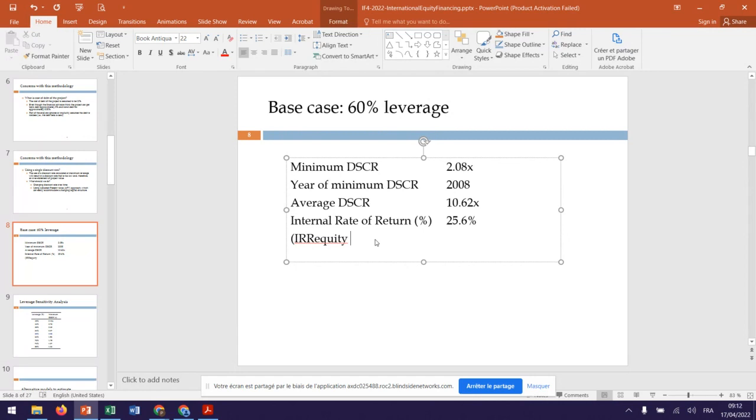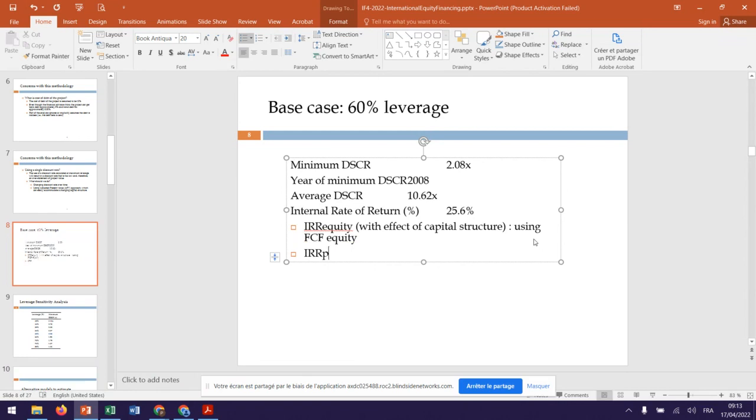The IRR of a project should not be affected by the effect of capital structure. Okay, so we use the IRR. So how do we compute the IRR of equity? We use the free cash flow of equity, right?